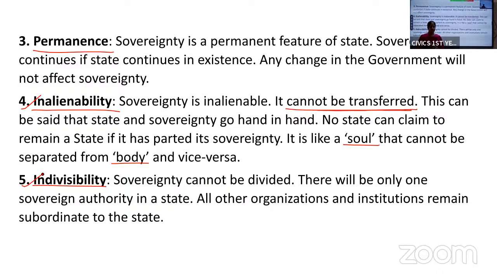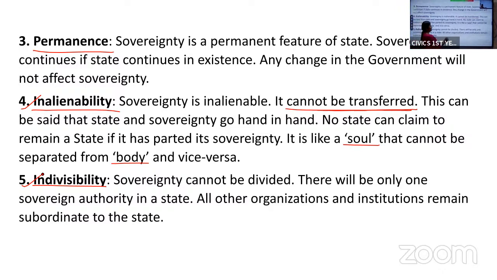For example, in a monarchy system, we have a king, so all the citizens have to follow the orders of the king. In a democracy also, people have the power to elect their government. So sovereignty in democratic countries is in the hands of the people. We cannot transfer our powers, and we cannot divide our powers.